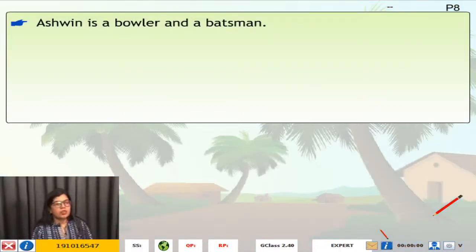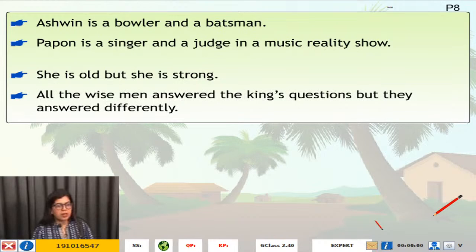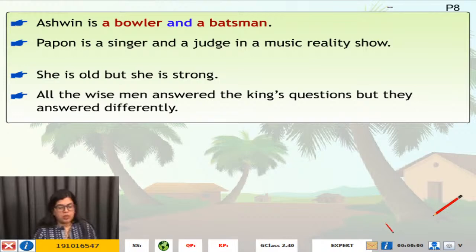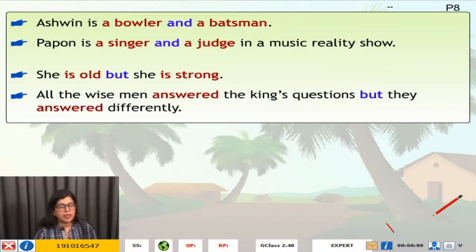Okay, so let us look at these sentences. Ashwin is a bowler and a batsman. Papon is a singer and a judge in a music reality show. She is old, but she is strong. All the wise men answered the king's questions, but they answered differently. So: a bowler and a batsman, a singer and a judge, is old but is strong, answered but answered differently.